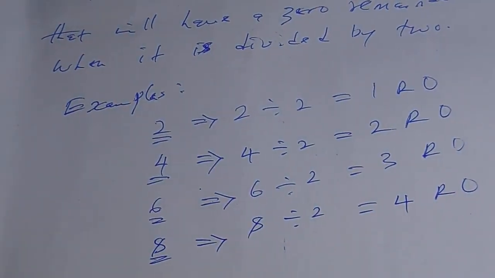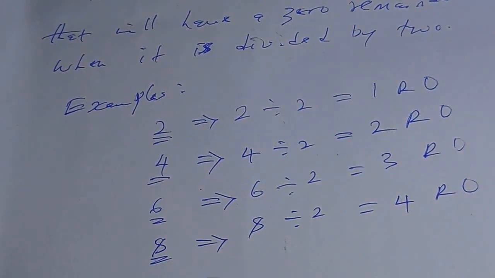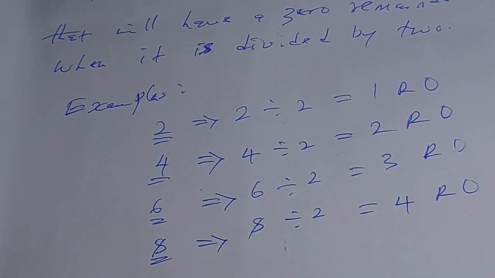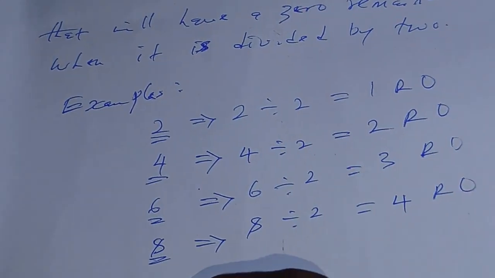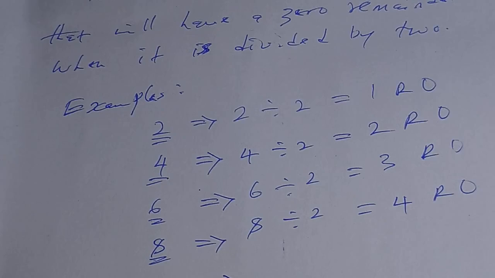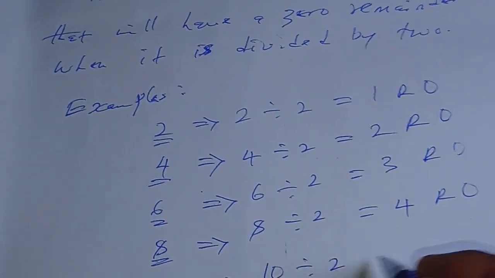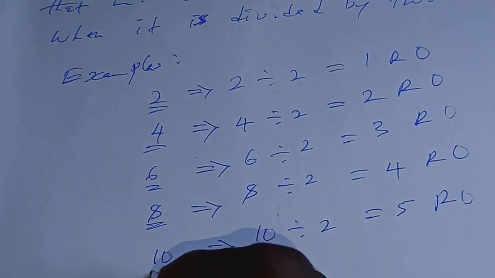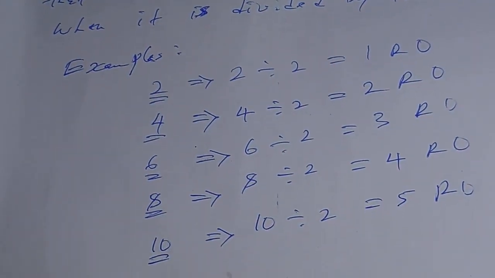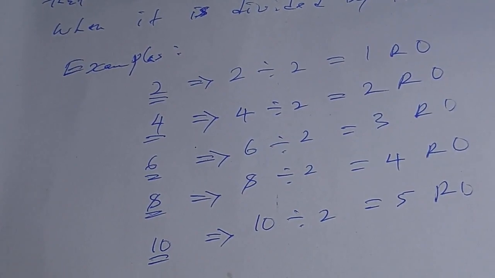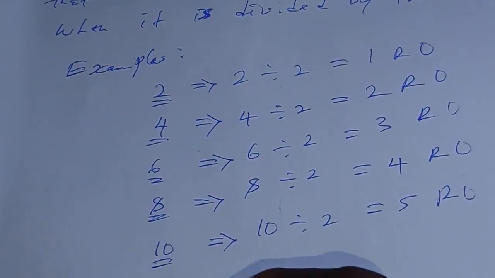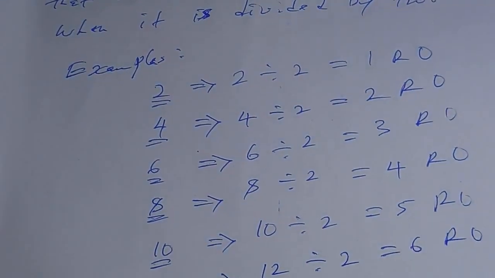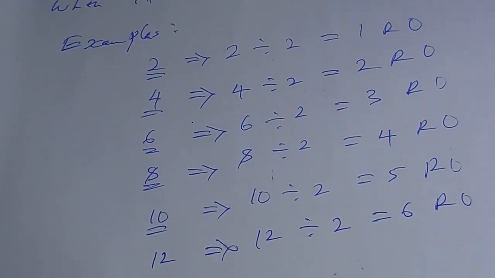Don't forget, it can go as far as you can. Any number that you divide by 2 and there is 0 remainder, that number is an even number. The next now is 10. 10 divided by 2 will give us 5, remainder 0. That's why 10 is an even number. All right, what's the next? 12. 12 divided by 2 will give us 6, remainder 0. So 12 is also an even number.